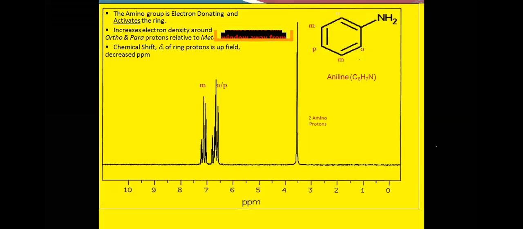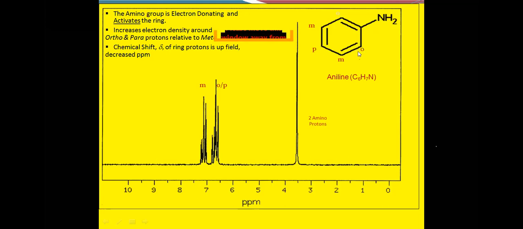Students, look at here. This is the spectra of aniline. One is meta, another is ortho-para. So this is the absorption peak due to the meta. And you know there are 2 positions of meta in benzene, 2 protons for meta, and 1 proton for para, and 2 protons for the ortho.